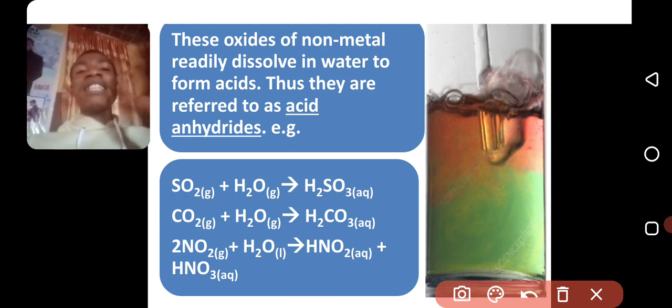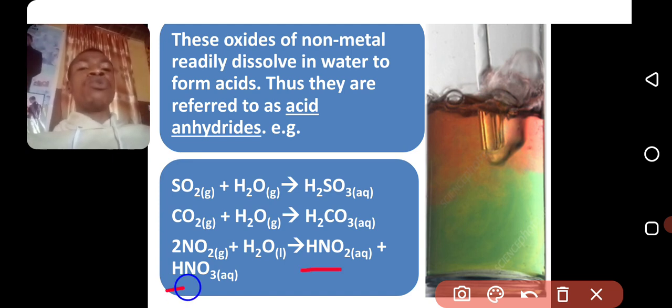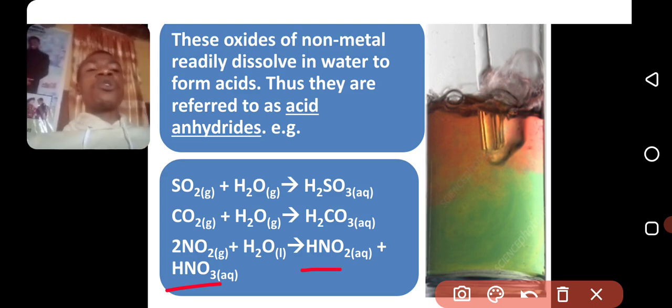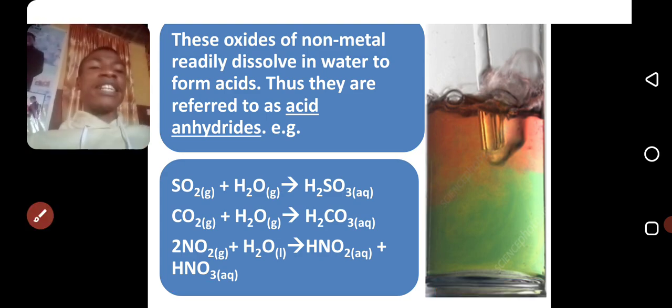NO2 is a mixed anhydride because it gives you both HNO2 and HNO3. It gives you a mixture of two acids, so you call it a mixed anhydride.